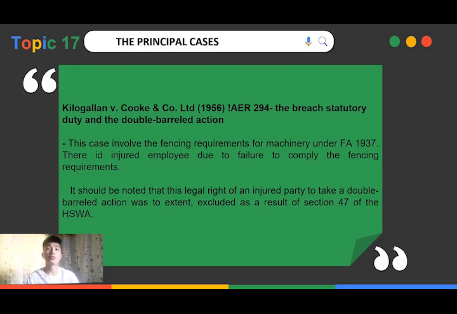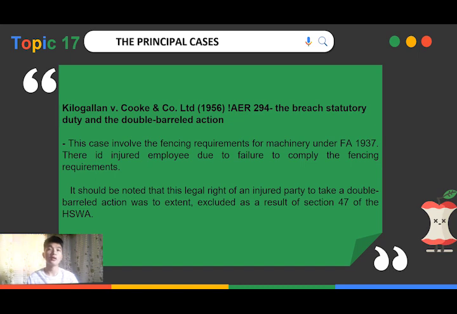Kilogalan v. Coke Incorporated Ltd., 1956, 1 AER 294, on breach of statutory duty and the double-barreled action. This case involved the fencing requirements for machinery under the FA 1937. There were injuries to an employee due to failure to comply with the fencing requirements. It should be noted that the legal right of an injured party to take double-barreled action was to an extent excluded as a result of Section 47 of the HSWA.